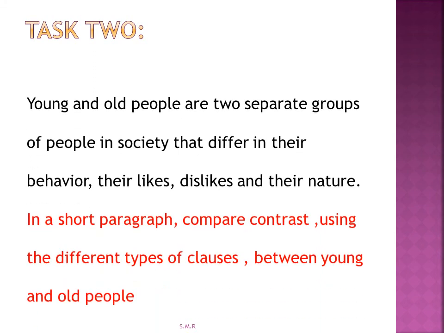The second is that you have to do some writing. Regarding our unit, which is about teenagers, young and old people are two separate groups of people in society that differ in their behavior, their likes, dislikes, and their nature. In a short paragraph, compare and contrast young and old people using the different types of clauses. So you have to write a short paragraph comparing young and old using the types of clauses you have just learned. Hope this was useful.